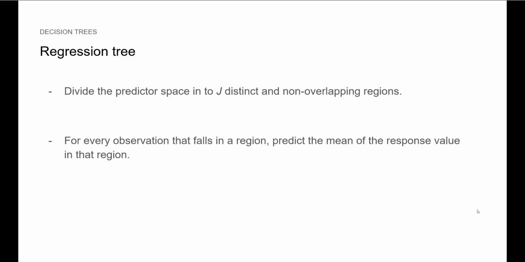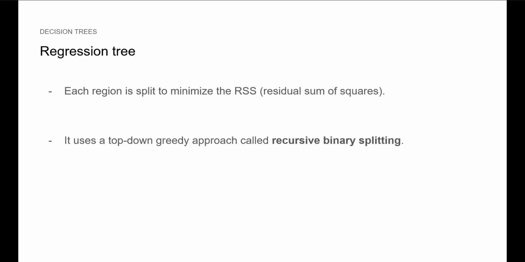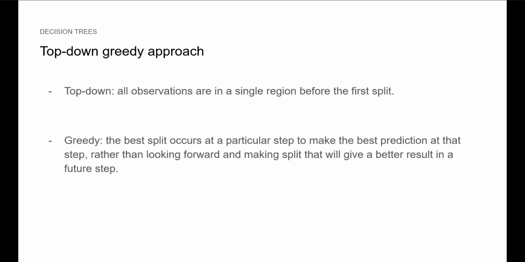To create a regression tree, we divide the predictor space into J distinct and non-overlapping regions. Then, for each observation that falls in a region, we predict the mean response value of that region. Each region is split to minimize the RSS. It uses a top-down greedy approach, also called recursive binary splitting. Why top-down? Because all observations are in a single region before the split. And why greedy? Well, because the best split occurs at a particular step to make the best prediction at that step, instead of looking ahead and making a split that will give a better prediction later on.